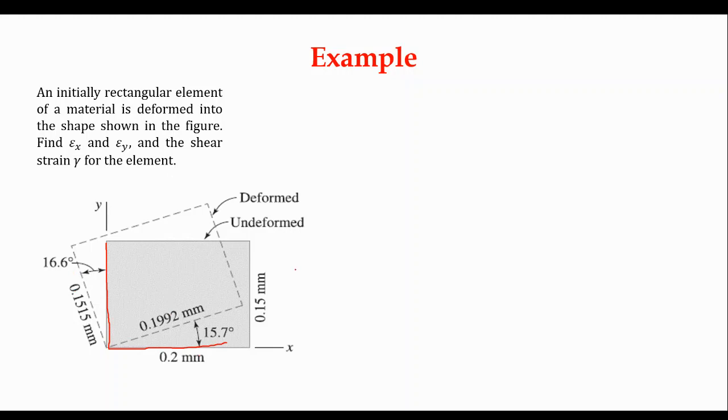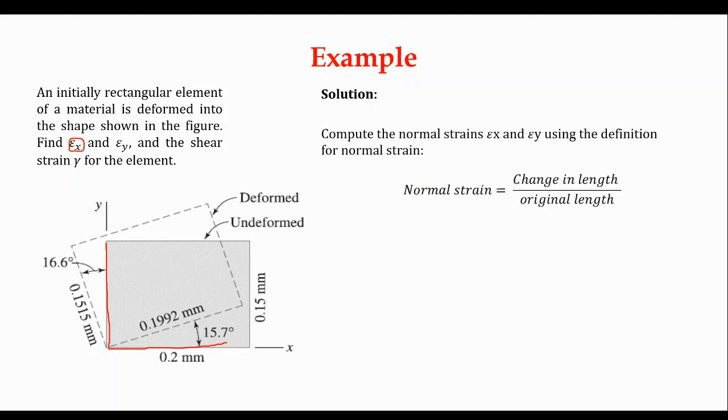So, for the normal strain in X, tong epsilon X, and for epsilon Y, dili gyapon nato kalimtan ang iyang basic definition maski unsa pa na nga axis. Normal strain is always change in length over original length.